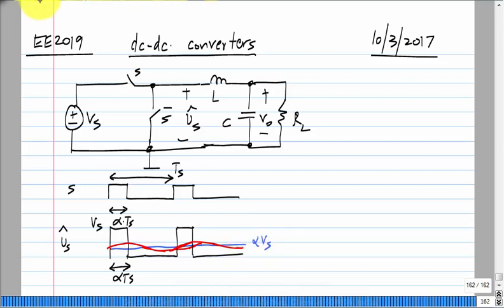Now, for this to work properly, for the output to look like DC, what is the condition? We want a DC source at the output. We want it to be almost DC. We know that we will have some fluctuations because the input to the filter is periodic. The output will be periodic at the same frequency. That is okay as long as the peak to peak value of the periodic part is very small. So, what is the condition for that to happen?